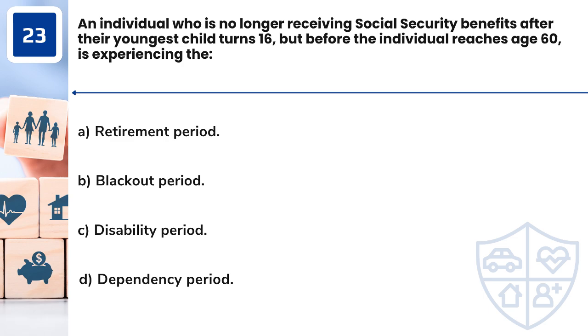Question 23. An individual who is no longer receiving Social Security benefits after their youngest child turns 16, but before the individual reaches age 60, is experiencing the A. Retirement period. B. Blackout period. C. Disability period. D. Dependency period.